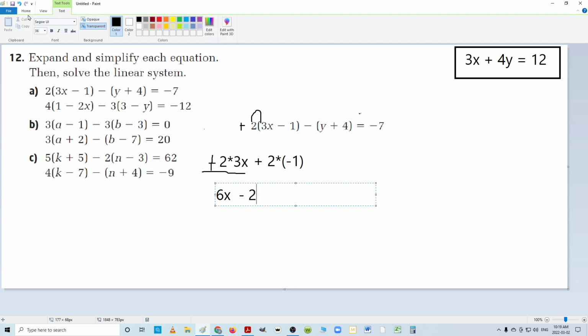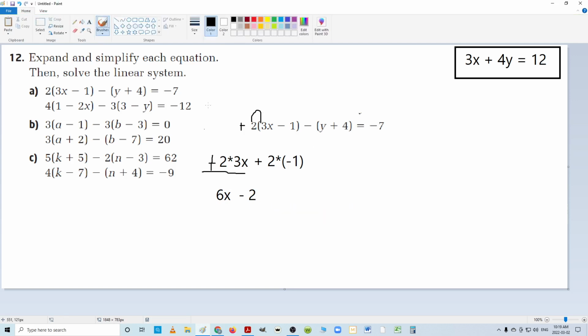So when the two signs are opposite, they turn into a minus, and when the two signs are the same, they turn into a plus. That's all you have to remember. Same, plus. So this is what I end up for this.